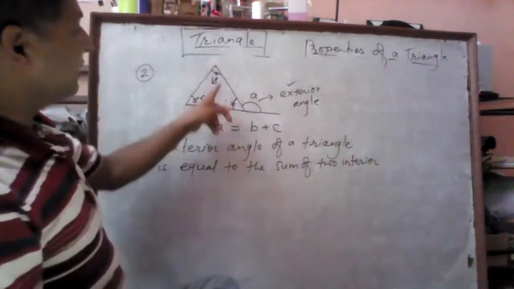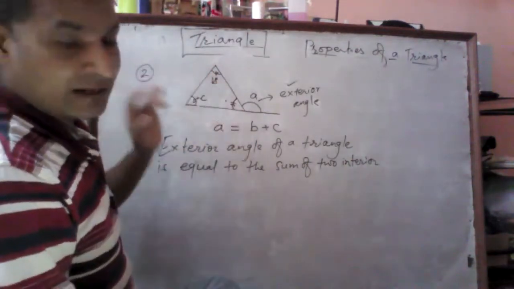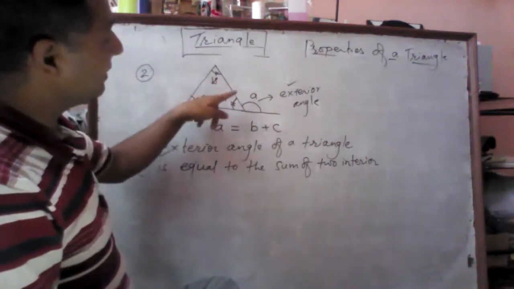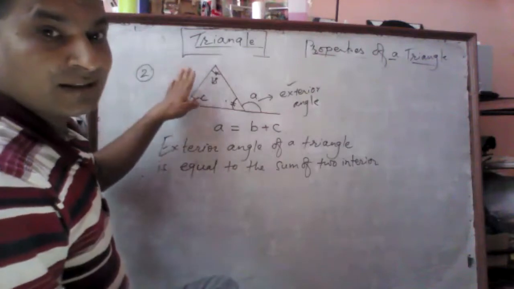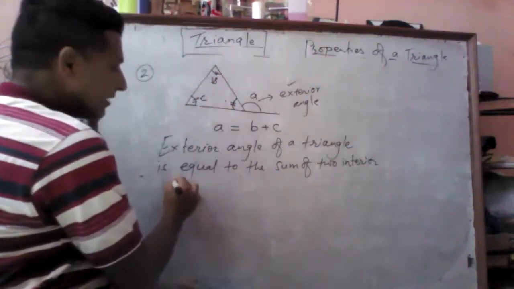But one thing you see, there are actually three interior angles, but we have to take these two interior angles, not adjacent to this. These angles are called interior opposite angles, non-adjacent angles. So the sum of two interior opposite angles.